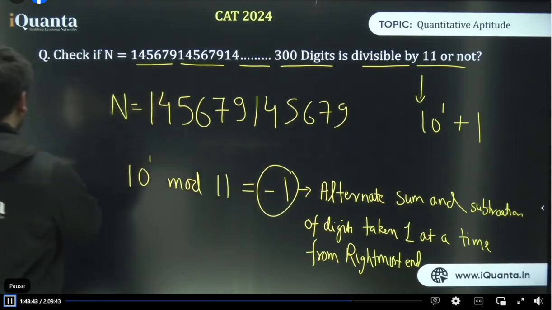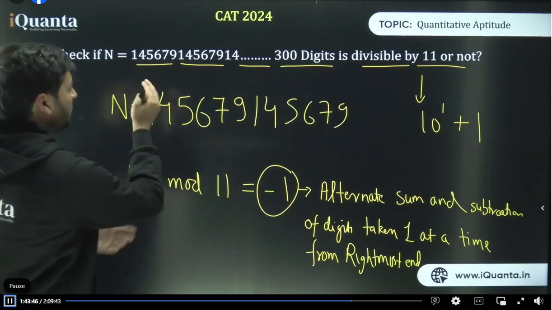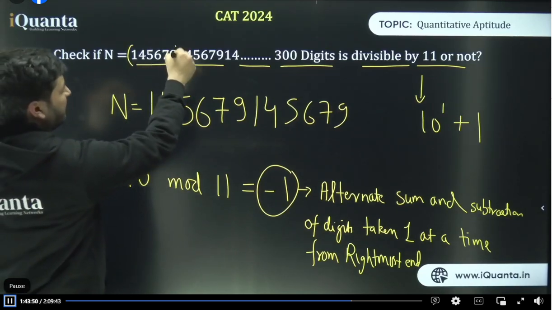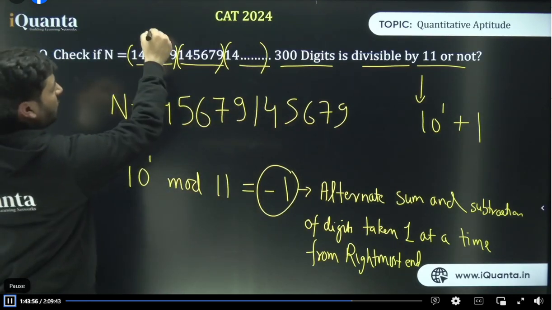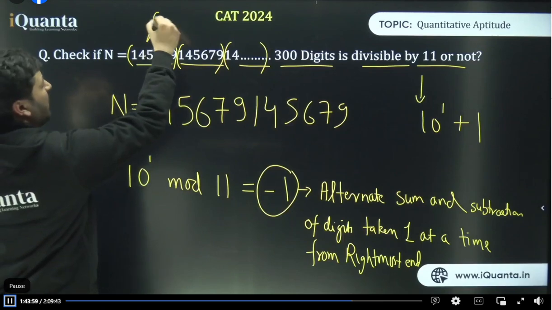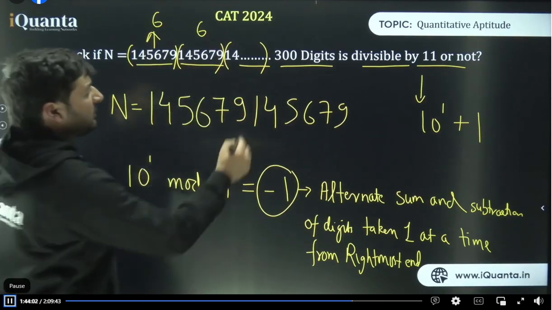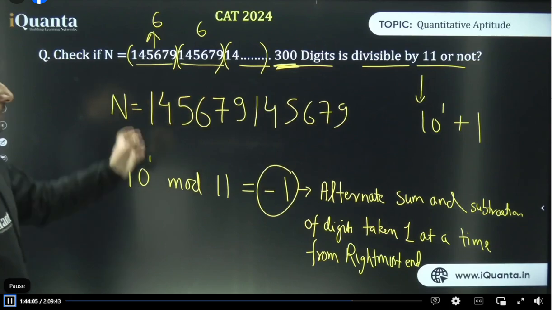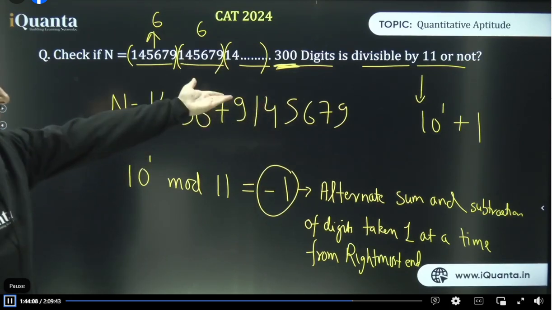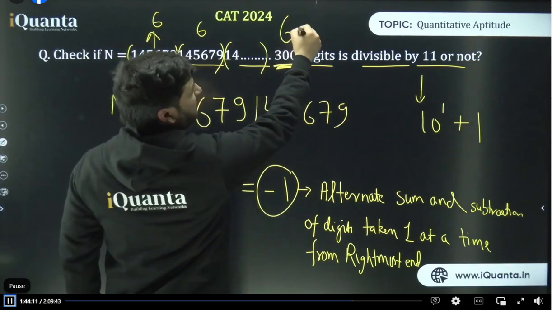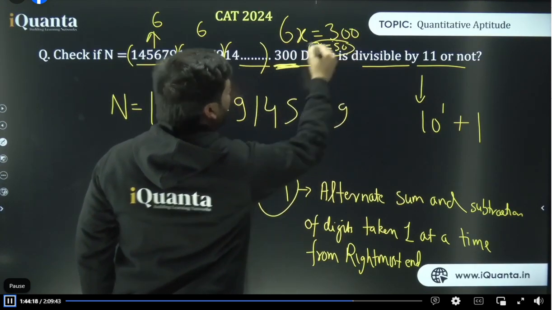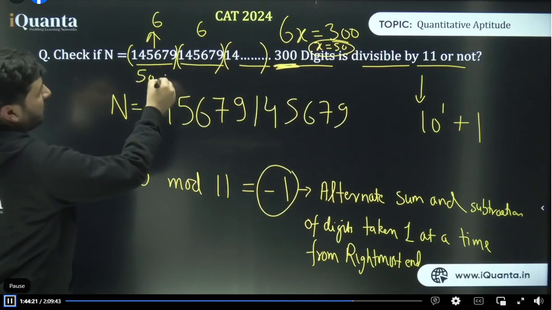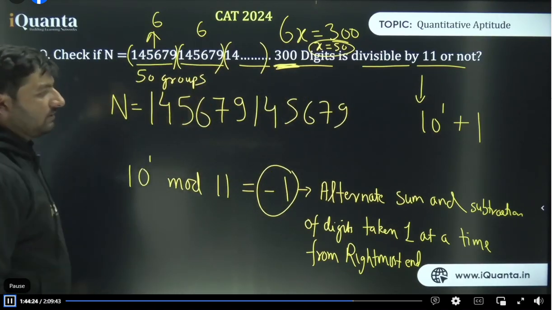Let me do this. See, you know that this is a number in which this portion 145679, 145679, 145679 is repeating every time, and this particular group has how many digits? 145679. So every such group which is repeating has 6 digits. In total I have to make a total of 300 digits. तो ऐसे 6 के कितने ग्रुप होंगे कि मेरा total number of digits 300 हो जाए? So suppose there are x groups of 6 digits and total digits has to be 300. So x will be 50. That means there are 50 such groups, isn't it?